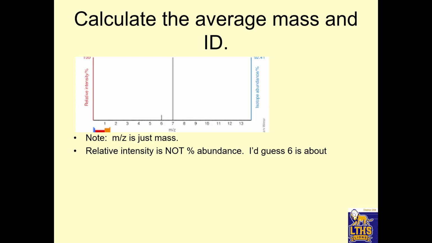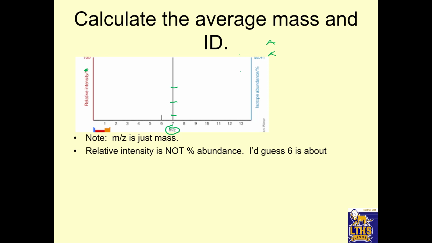Calculate the average mass and identify it. Okay, so this says M over Z. M over Z is just mass. If you ever see it, it confuses you. Relative intensity, I wish it didn't say percentage, but it is percentage. This is 100% intensity, and this one is, I don't know. So what I'm going to do is try and cut it in half a bunch of times. Half, that's 25. Half. So I'm going to call that 10%.